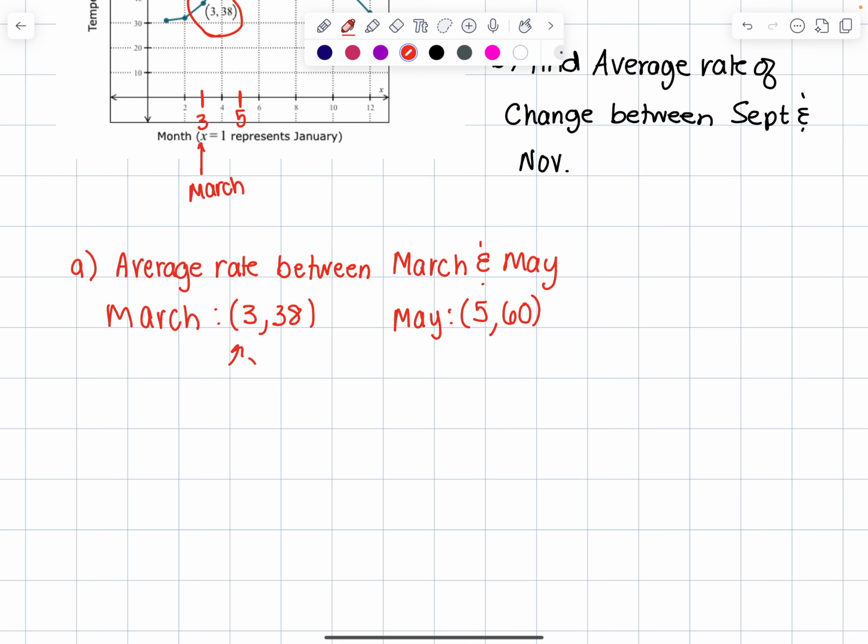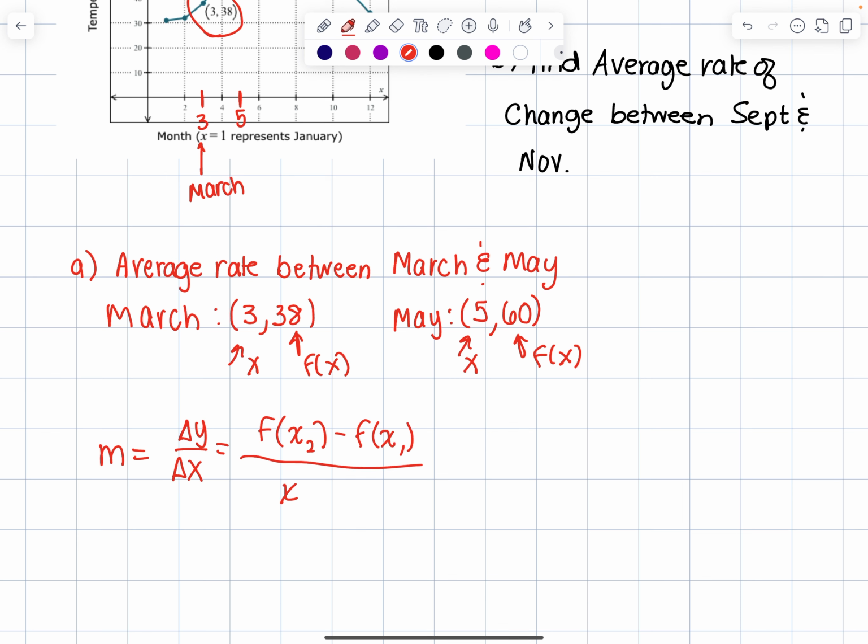So this is my x, this is my f of x. So remember, our slope calculation is the change in y over the change of x, which is f of x2 minus f of x1 all over x2 minus x1. So f of x2, this is going to be my second point. So we have 2, we have 1. This is f of x2, 60 minus 38 all over 5 minus 3. That's going to be the difference that I have.